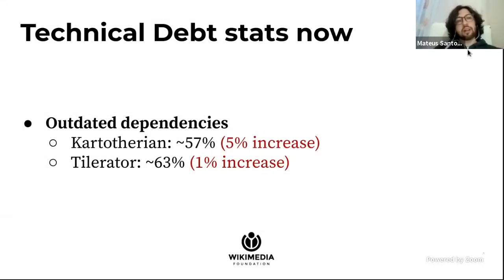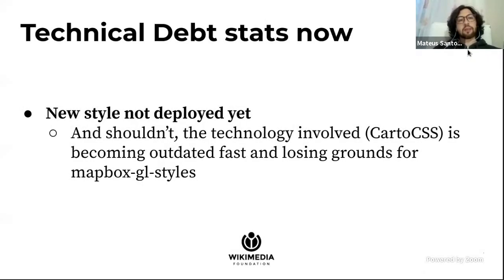And what happened? What are the technical debt stats now? We have a lot of pinned versions that we can't upgrade on Kartotherian and Tilerator, and the outcome of this is the deprecation will increase over time. We are setting a lot of plans on how to work around this, but that's the reality right now. The outdated dependencies are increasing. So the new style is not deployed yet and shouldn't be. The technology involved is outdated now.